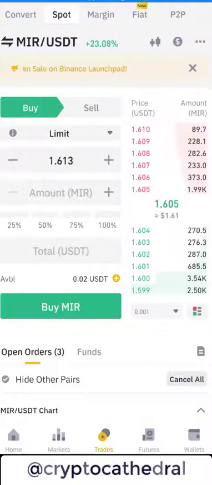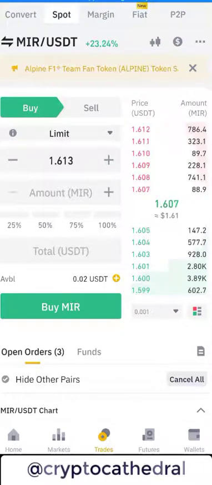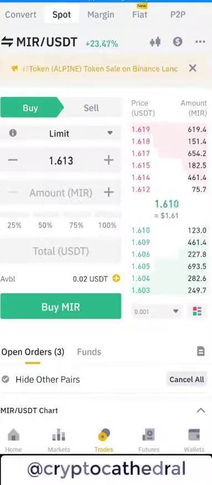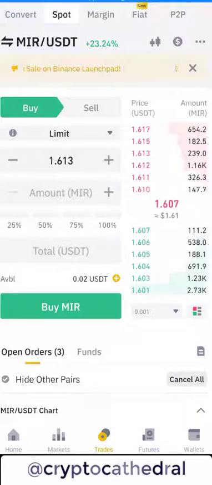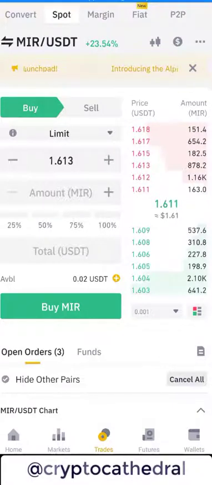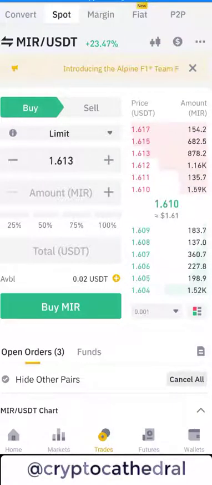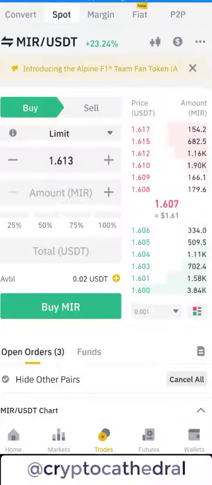Now, if you want to buy this token at a price lower than this $1.6, it means you have to set a buy order. And if you already have a token and you want to sell at a price higher than this, you have to set a sell order. The reason for setting a buy order, like I said, is to buy the token lower than the current market price. And the reason for setting a sell order is to sell your token that you already have at a price that is higher than the current price.